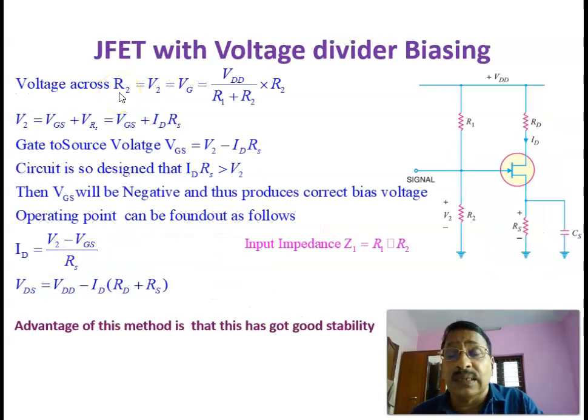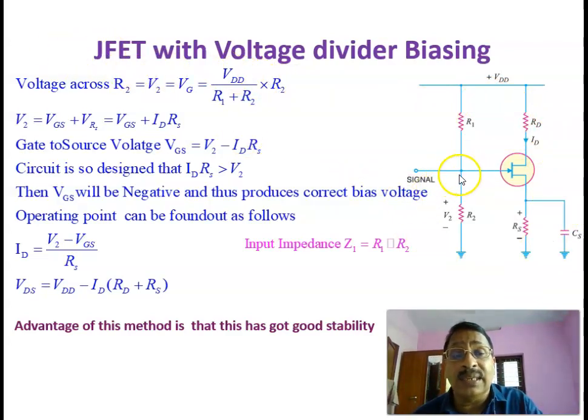Third method of biasing, which is a widely used one, is JFET with a voltage divider biasing, in which, as we have seen in the case of bipolar junction transistor, input voltage is divided using two resistors and the middle one is given to the gate, and of course there is a resistance RS in series with the capacitor. Therefore, this is a voltage divider biasing in the case of JFET.